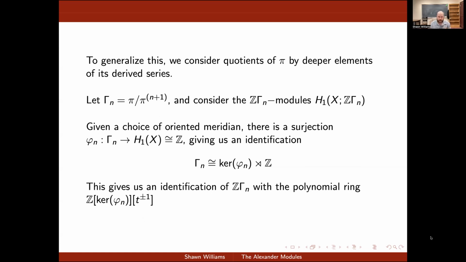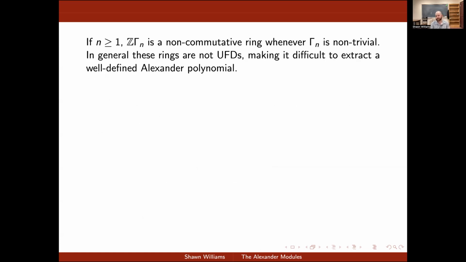So now we have an identification with a polynomial ring. So are we done? Can we define the Alexander module this way and extract an Alexander polynomial? Well, not quite. For most of these group rings, we're not going to have a UFD, whatever this means in a non-commutative case, I don't really want to get into it. But we don't have a well-defined notion of factorization in these group rings. And so it's very difficult to extract an Alexander polynomial, much less a well-defined Alexander polynomial.